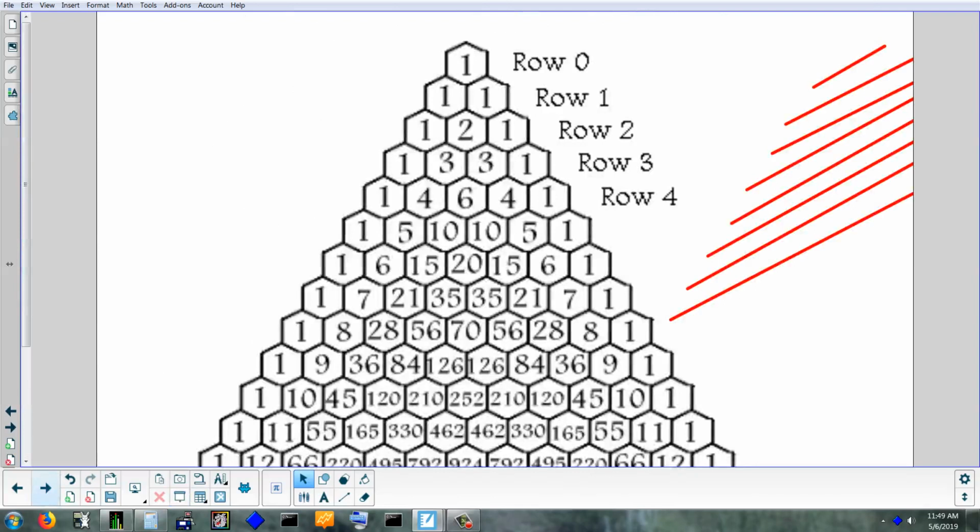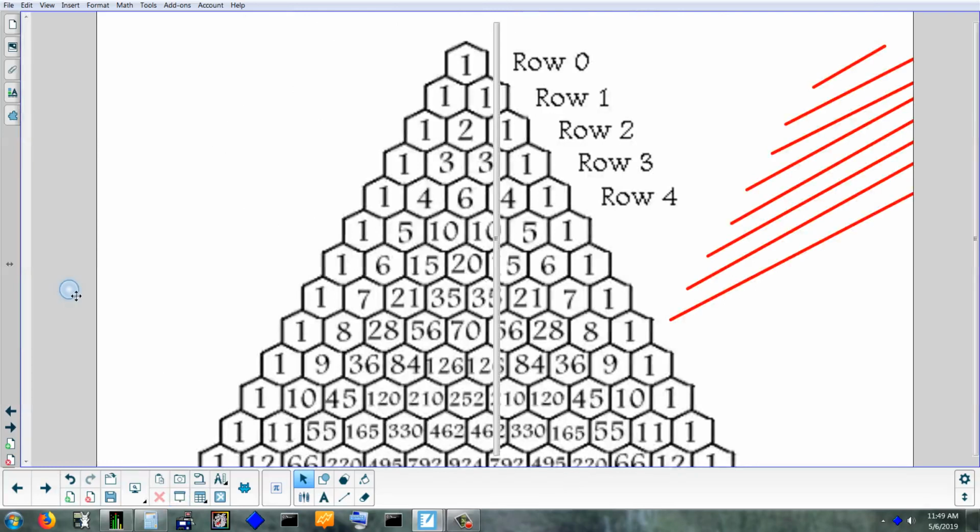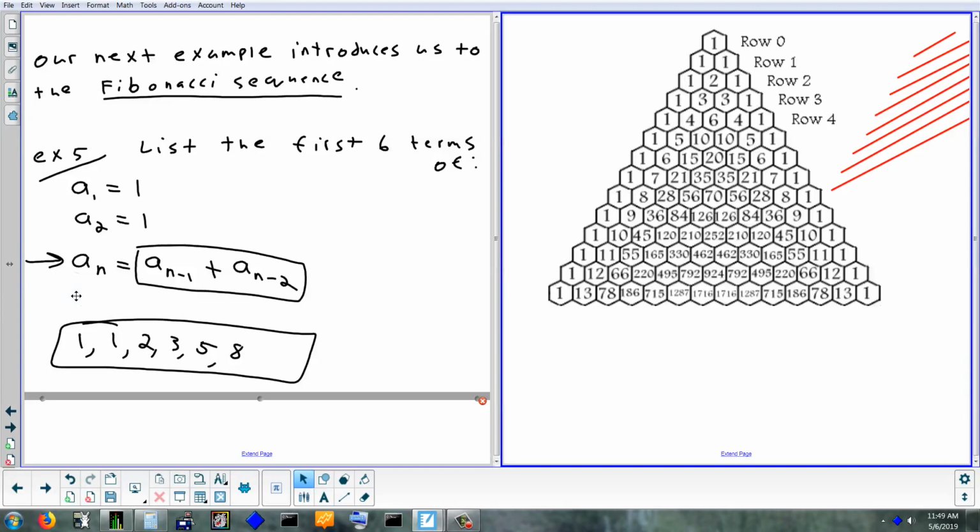All right, so I want to look at this diagram for a second. We're going to look at Pascal's triangle more later on, but that's what this diagram is. It's Pascal's triangle, where there's ones going down each of the sides of the pyramid, and then each number is the sum of the two above it. So to get 8, you add 1 and 7. To get 28, you add 7 and 21. Each number is the sum of the two above it.